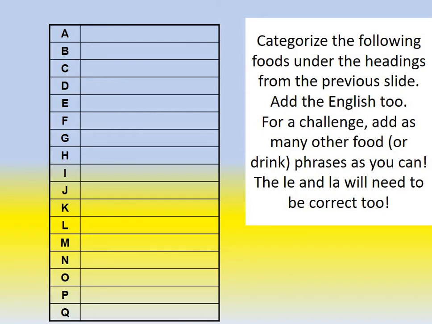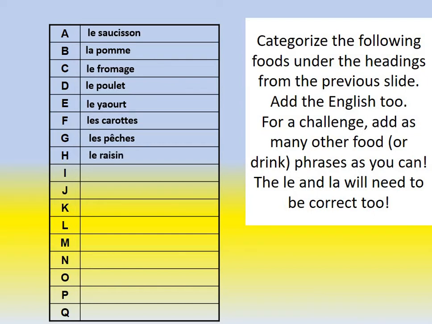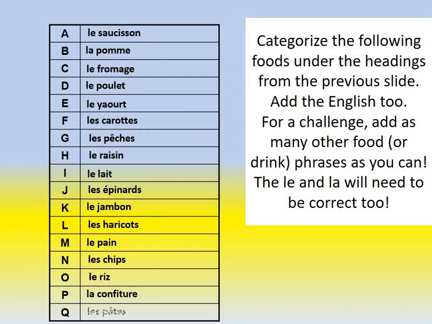Now, the words that I'm looking for you to categorise are le saucisson, la pomme, le fromage, le poulet, le yaourt, les carottes, les pêches, le raisin, le lait, les épinards, le jambon, les haricots, le pain, les chips, le riz, la confiture, and les pâtes.